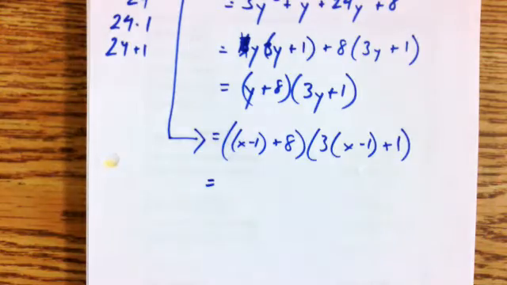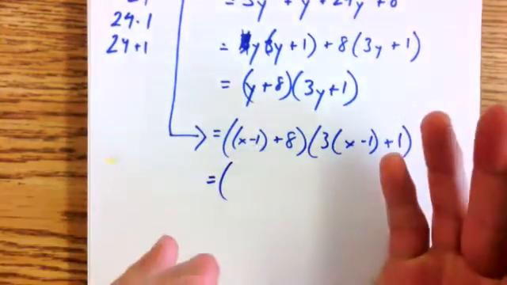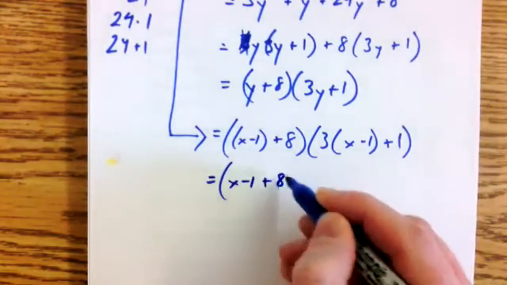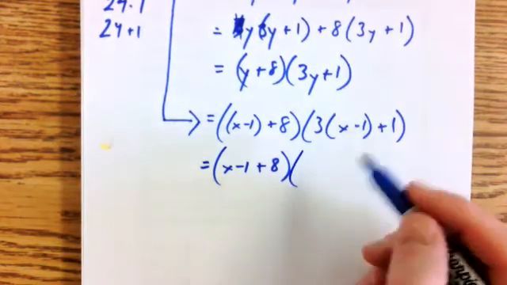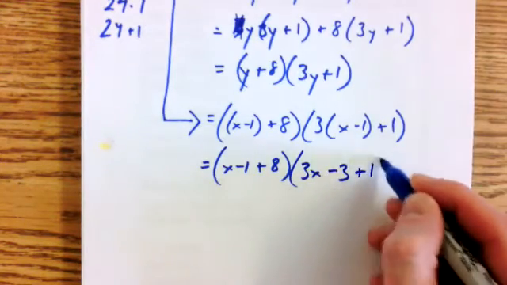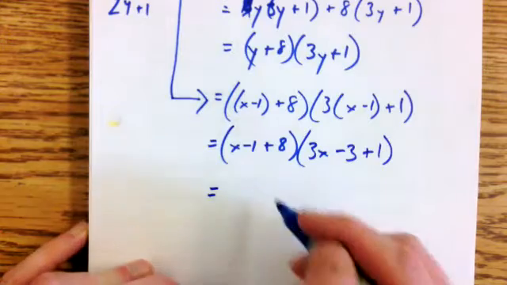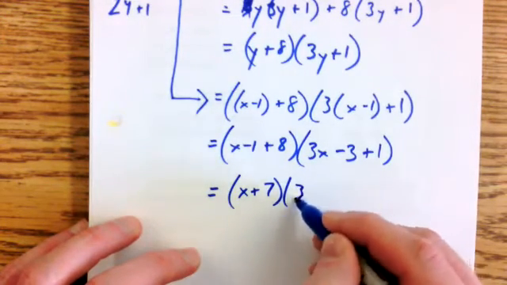Okay, so let's resolve these brackets. Nothing is multiplying this x minus 1, so I can just drop the brackets. x minus 1 plus 8, and I'm doing every single step. I want to recommend being careful when you skip steps, because you're in high level math. If you do every single step, you'll be here forever. Just be careful, be neat, be organized. So now this one, I have to multiply this 3 through, so it's 3x minus 3 plus 1. And then the final step, x plus 7 times 3x minus 2.